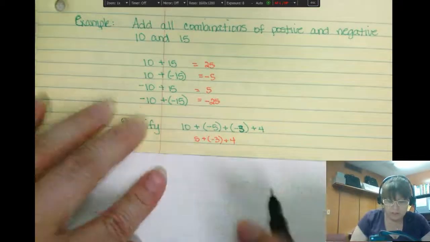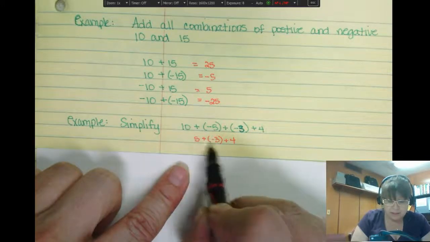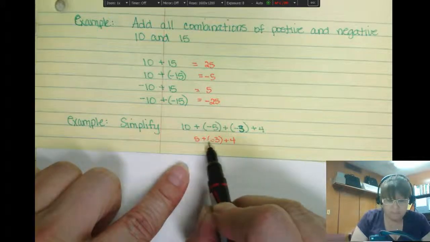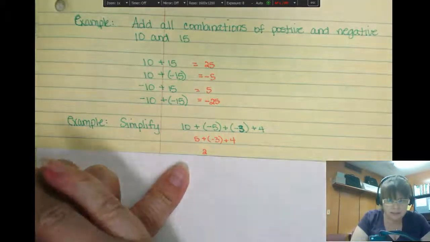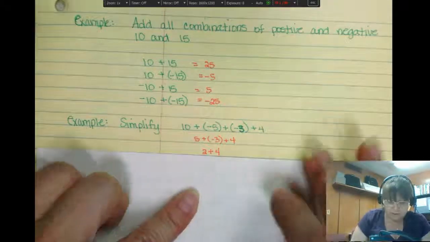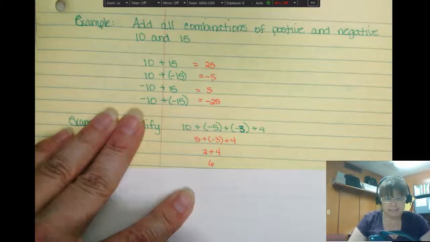Let's work with the next one. 5 plus a negative 3. Again, they're different signs, so we take the difference, we take subtraction. 5 minus 3, which is 2, and 5 is larger than 3, so we keep it positive. Now we're down to 2 plus 4, and 2 plus 4 is 6.